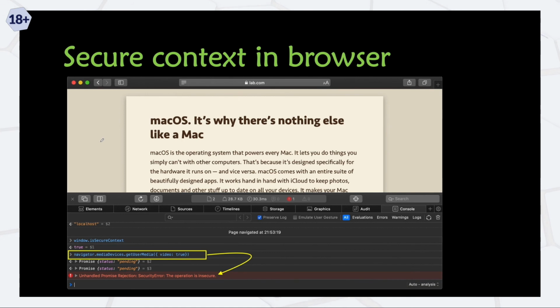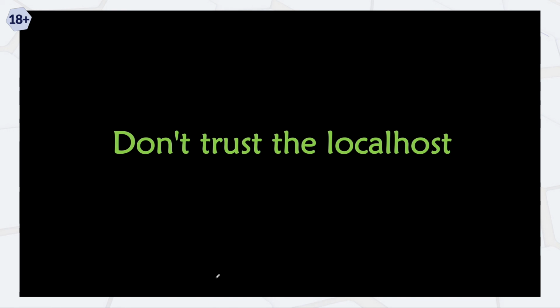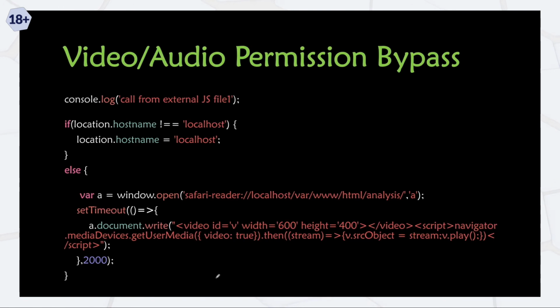Even a normal request to get the video permission on the current window was failing, because I was getting an error: unhandled promise rejection, security error, this operation is insecure. So maybe this is the way Safari protects users. But then I gave up on the current window as well, and decided to start playing in the context of a new window. And this worked pretty well.